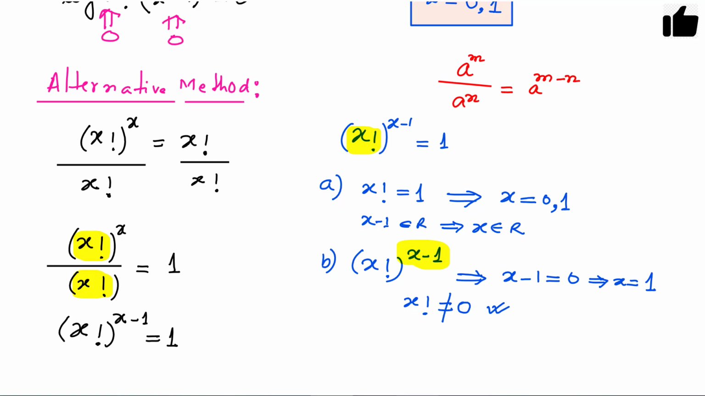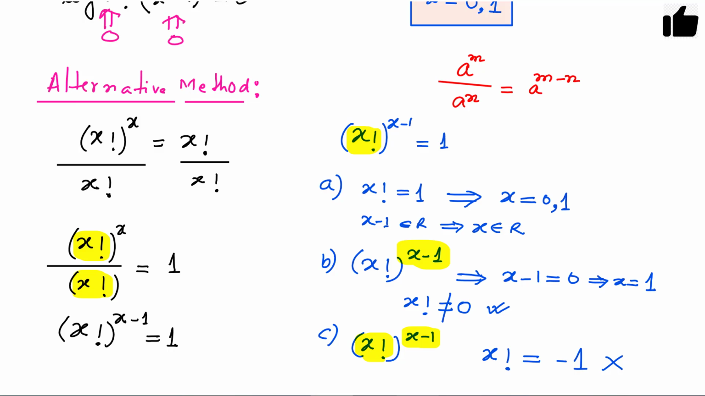Now we can also have another possibility, that is the base becomes negative 1 and the power becomes an even number. In that case also, this will be equal to 1. But that requires x factorial to be negative 1. This is not possible because factorial can be 0, 1, 2. The minimum value of x factorial is 0. So it can never be negative. So this is not possible.